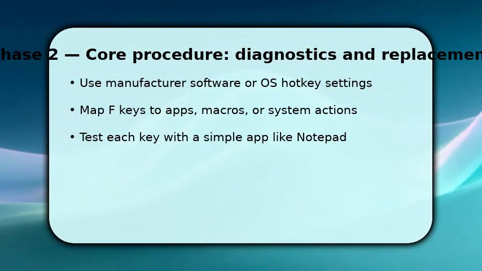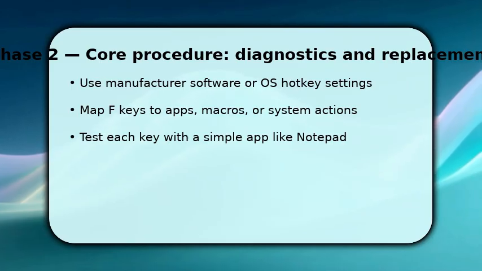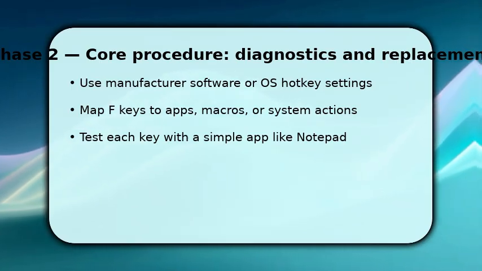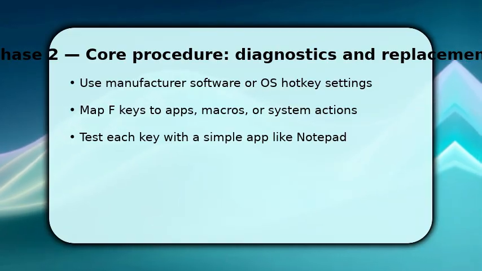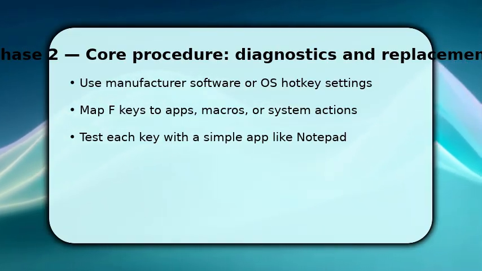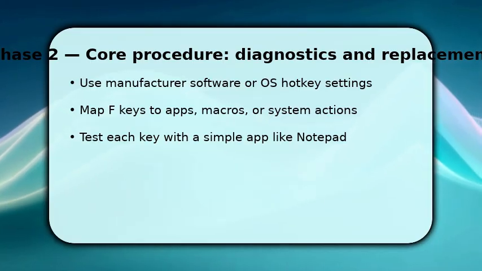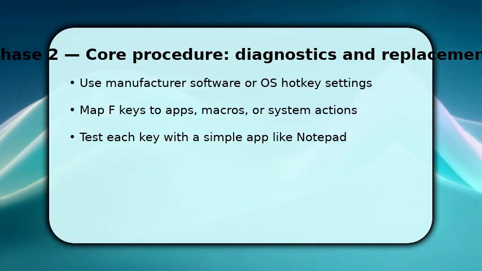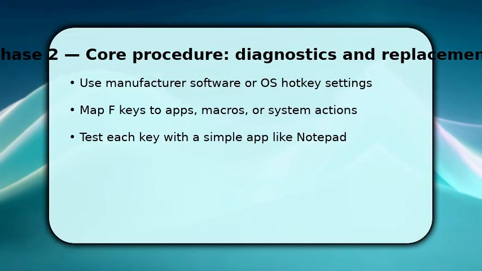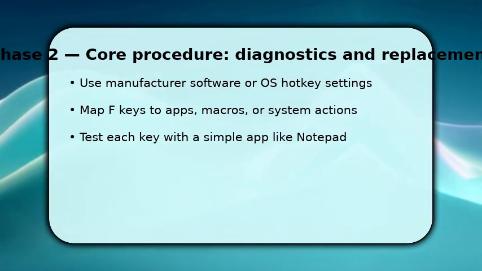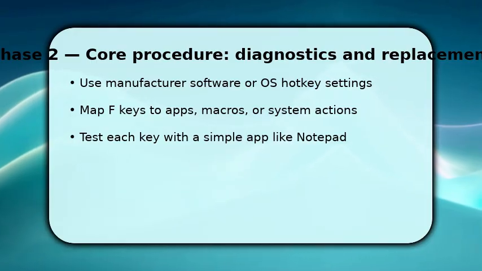Next, customize what each F key does. Open Manufacturer Utilities or the OS Keyboard Shortcuts panel to remap functions, or install a lightweight macro tool if you need multi-key sequences. You should assign single-purpose actions to common tasks and layered combos, like FN plus F3 for less used commands. This reduces accidental triggers.